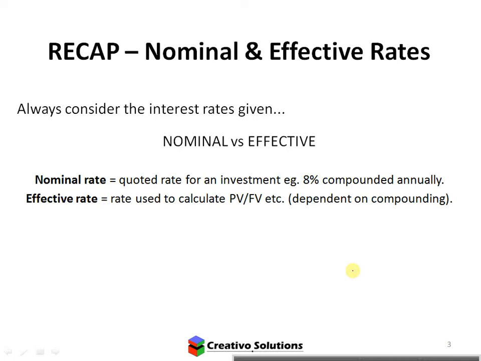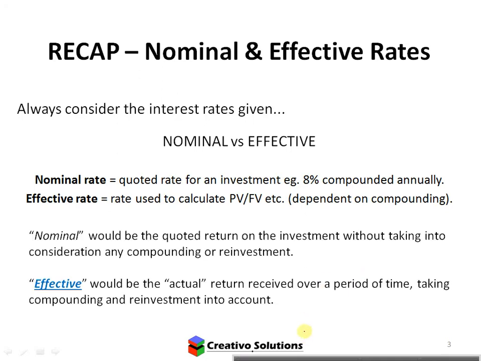Do you remember? Nominal is the quoted rate. Do I use that in the calculation? No. What do I use? Use the effective. Correct. The effective is what you actually get. Effective rates take reinvestment into account.